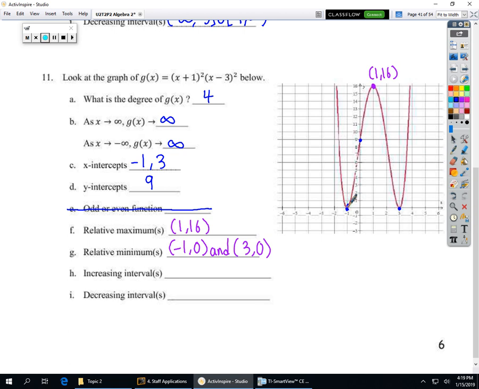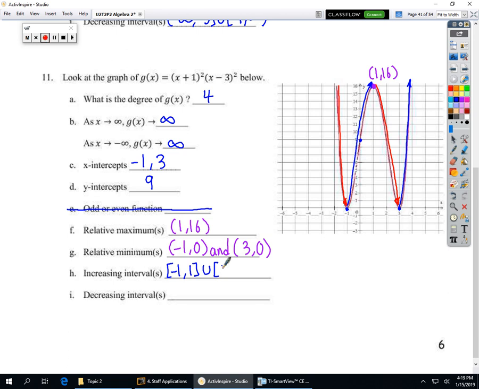It's increasing up here, increasing here. It is decreasing there and decreasing there. So for the increasing intervals, it increases from -1 all the way to 1. Always use the x values. Never use the y values for intervals. The second one is from 3 all the way off the graph.